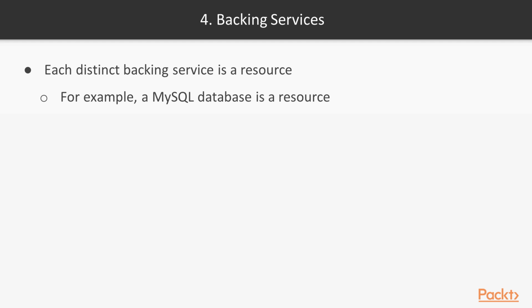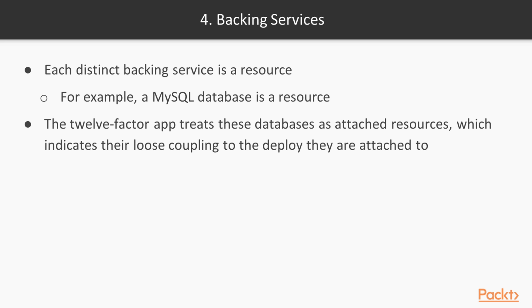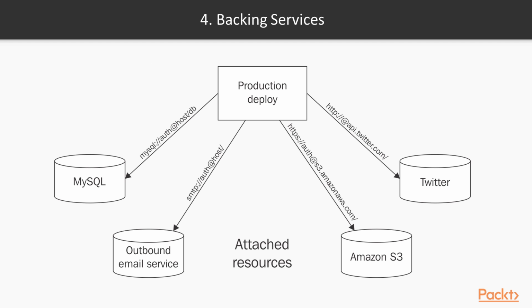Each distinct backing service is a resource. For example, a MySQL database is a resource. The 12-factor app treats these databases as attached resources. That indicates they are loosely coupled to the deploy they are attached to. So we have a production deploy and some attached resources: Twitter, Amazon S3, MySQL and other things.